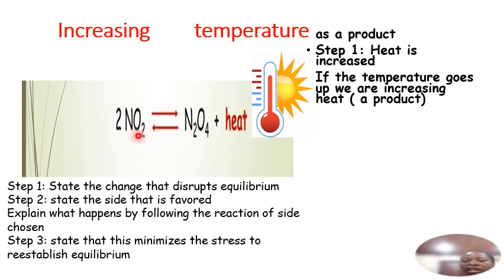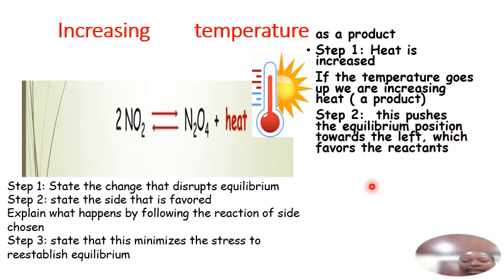And the left reaction is also referred to as the backward reaction, because look at it, the reaction is going backward. Heat and this N2O4 is going to give you NO2. So you are going to select the side favored to be the left, or the backward reaction.